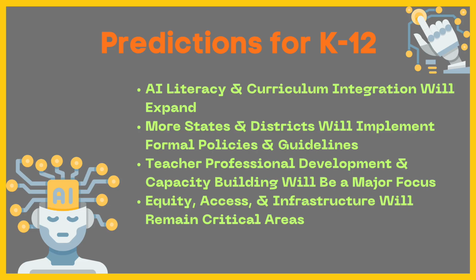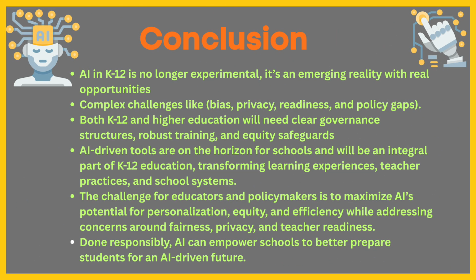In conclusion, AI in K through 12 is no longer experimental. It's an emerging reality with real opportunities like personalization, efficiency, and equity support, but also complex challenges like bias, privacy, readiness, and policy gaps. In the foreseeable future, both K through 12 and higher education will need clear governance structures, robust training, and equity safeguards to ensure AI enhances, not undermines, teaching and learning.